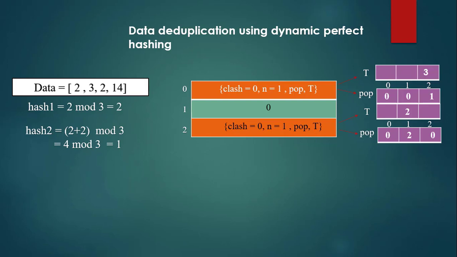And this use of dynamic perfect hashing also secures the data. Because of the two level hashing, an attacker can't enter the storage and retrieve your data, because he needs to pass the two level hashing.